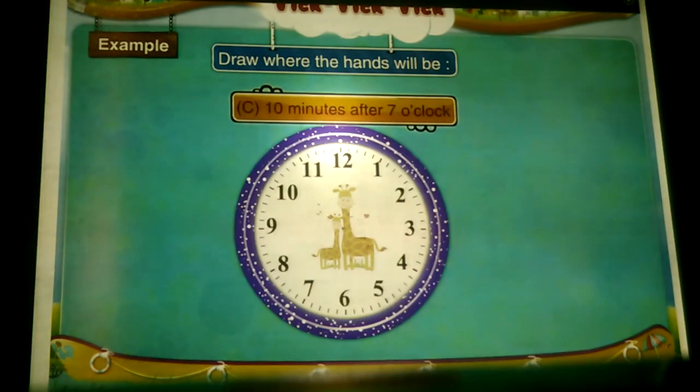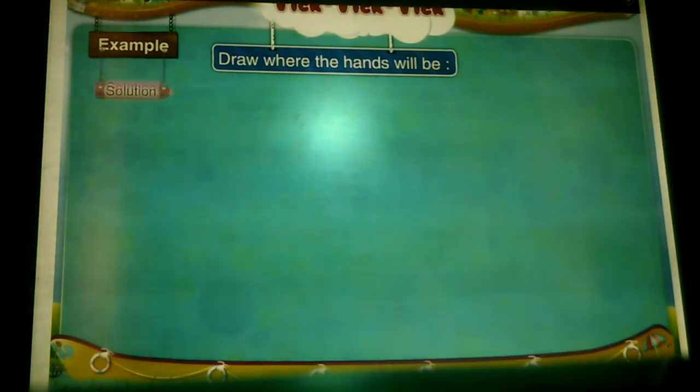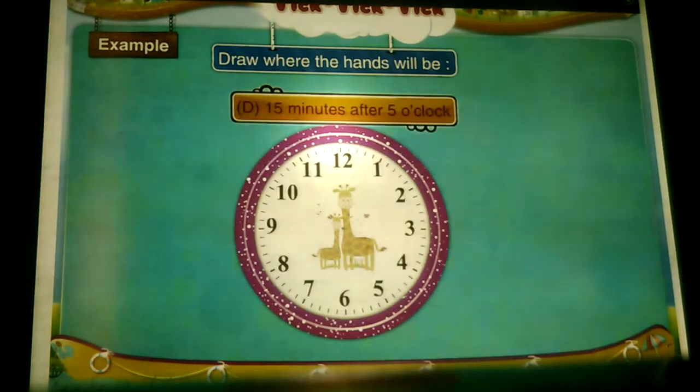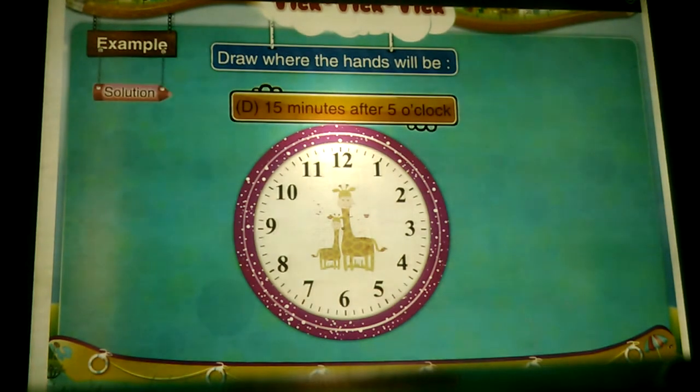C. 10 minutes after 7 o'clock. It means the hour hand, small hand, should be at 7 and the minute hand, that is the big hand, at 2. This is the correct representation. D. 15 minutes after 5 o'clock. It means the hour hand, small hand, should be at 5 and the minute hand, big hand, at 3. This is the correct representation.